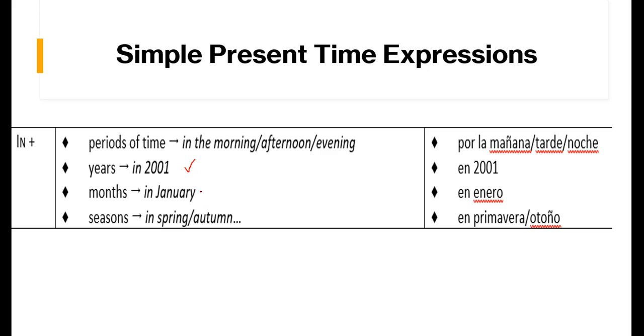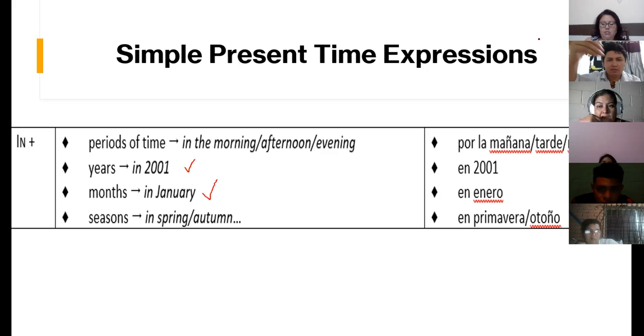For months, we use in as well, okay? When do we celebrate Mother's Day? When do we celebrate Mother's Day, Francisco? When do we celebrate Mother's Day, the month? You're muted, Mr. Francisco, if you can help me. Si me ayuda a responder. What month do we celebrate Mother's Day? In May. Correct, yes, it's in May.